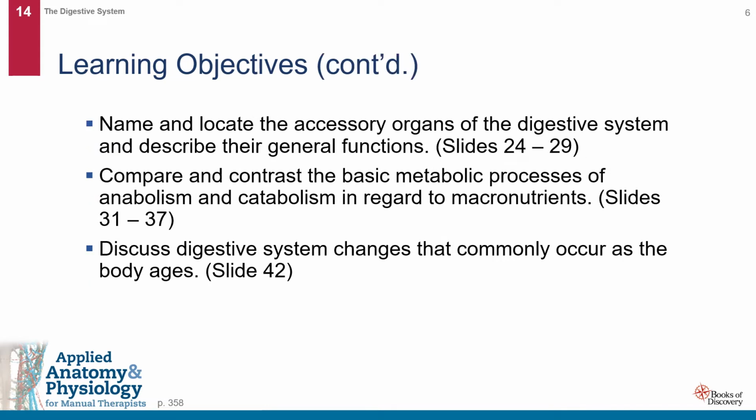name and locate the accessory organs of the digestive system and describe their general functions, compare and contrast the basic metabolic processes of anabolism and catabolism in regard to macronutrients, and discuss digestive system changes that commonly occur as the body ages.